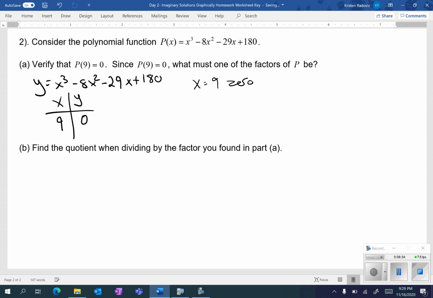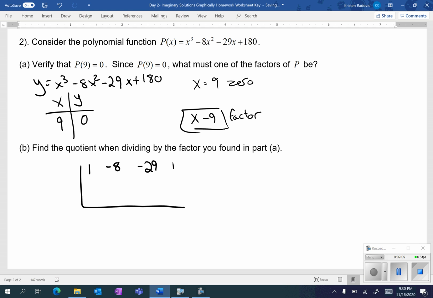is your 0, that means the factor is x minus 9, the opposite. And if something is a factor, then you can divide by it. So again, fastest way to divide is synthetic division. I'm going to take my coefficients of p of x, which is 1x cubed minus 8x squared minus 29x plus 180. And because we're dividing by x minus, we're going to put a positive 9 on the outside.